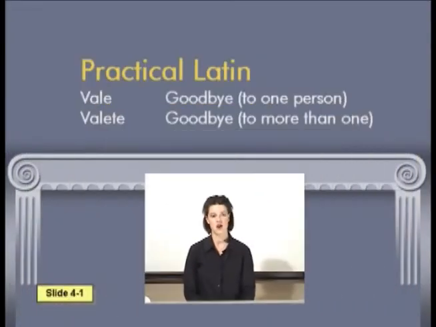Today, our Practical Latin lesson is the word goodbye. And in Latin, there are two words for goodbye. Vale is the Latin word we use to say goodbye to one person. And valete is the Latin word that we use to say goodbye to more than one person. So, vale means goodbye to one person, and valete means goodbye to more than one person.